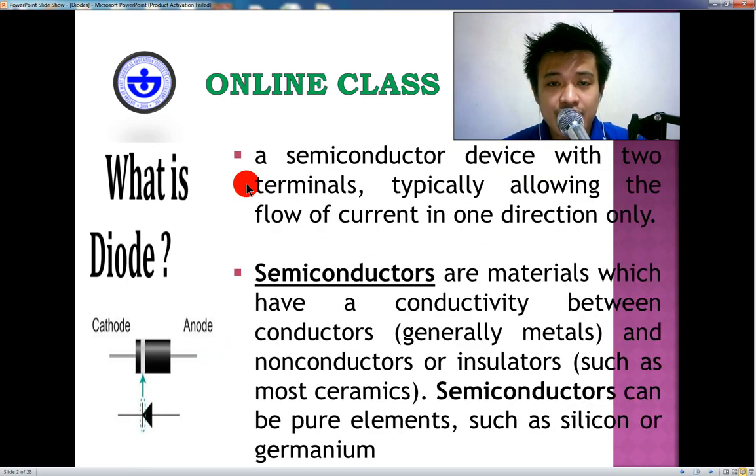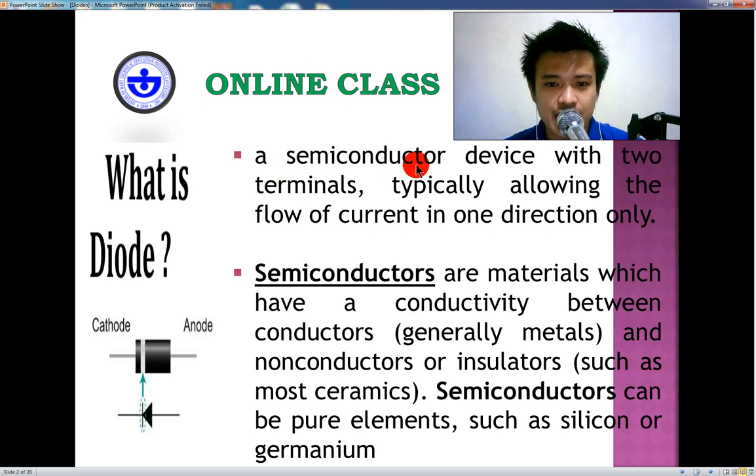A diode is a semiconductor device with two terminals, typically allowing the current to flow in one direction. This is actually one of the main functions of a diode in the circuit. They are commonly used in circuits because of their ability to allow the current to flow in one direction. In the other direction, it will block the flow of current. The direction in which the diode allows the current to flow is called forward bias. When the diode is connected in reverse bias, it will block, or will not allow, the current to flow.